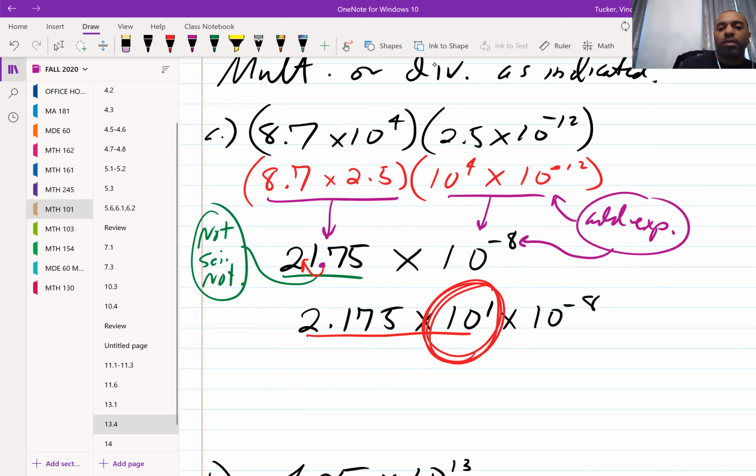And now to finish off the problem, you go ahead and combine these two, 10 to the first power times 10 to the negative 8. Once again, you have to add your exponents. So the final answer is going to be 2.175 times 10 to the negative 7th. All right, make sure we're okay.